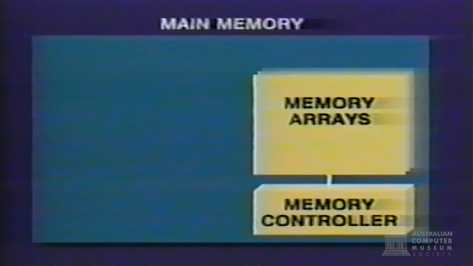Main memory stores instructions and data needed by the CPU. It's functionally divided into two parts: a memory controller, which services all read-write requests, and one or more memory arrays. The memory arrays are organized into smaller storage units called page frames. One page frame holds 512 bytes of data.